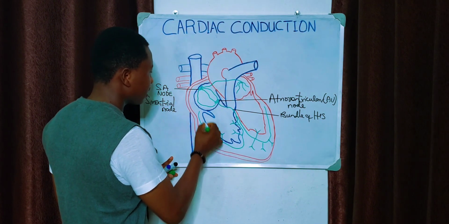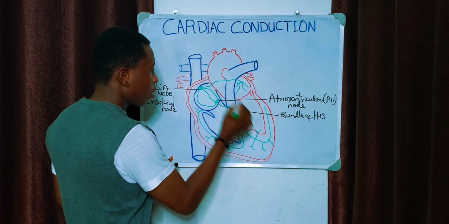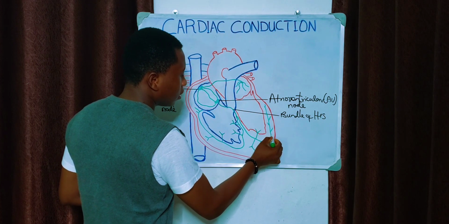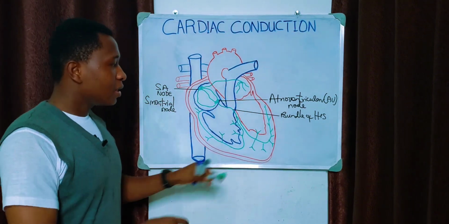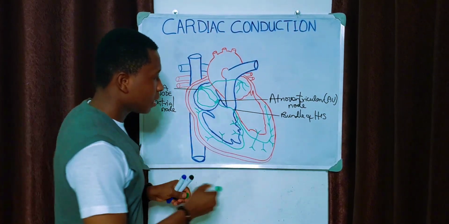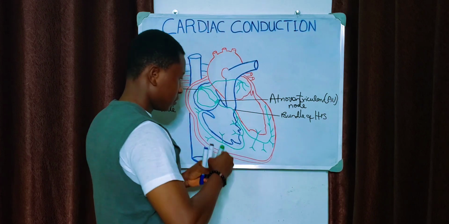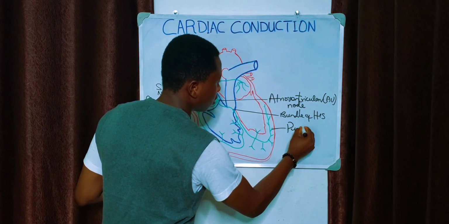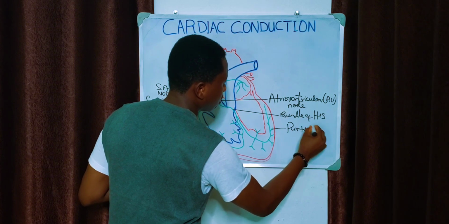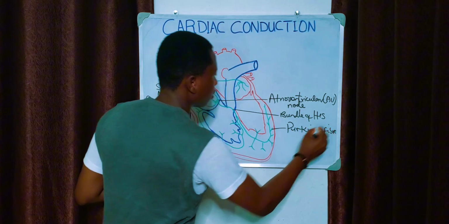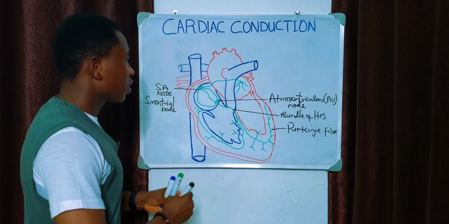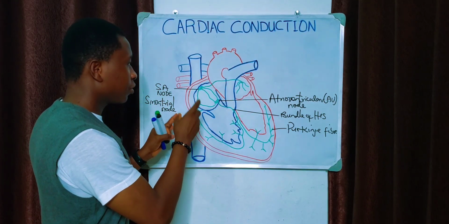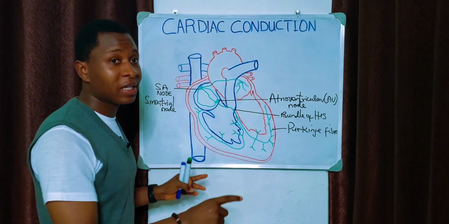So there is an extension. I will tell you the functions of this extension when I'm talking about the physiology. Now, this extension is what we call the Purkinje fiber. Now, let's go straight into the physiology of how electrical impulse is being transferred in the heart.